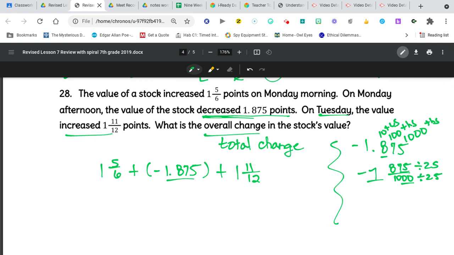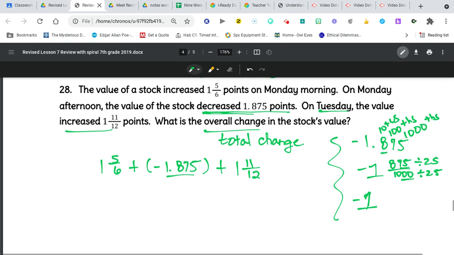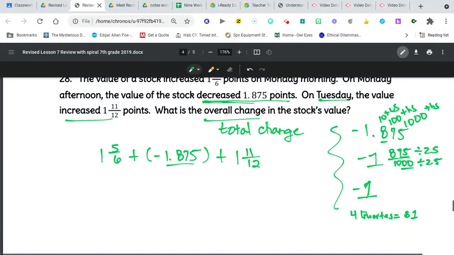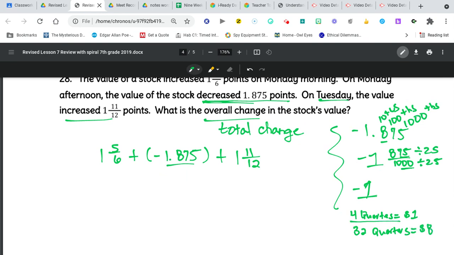If you go 25, 50, 75, $1. $1 has 2 zeros on the end. You can go by 25s there. All right, so I just think about how many quarters make $8.75. Well, 4 quarters equal $1. So that means that 32 quarters equals $8. Because you just need this 8 times to make $8. So 8 times 4 is 32.